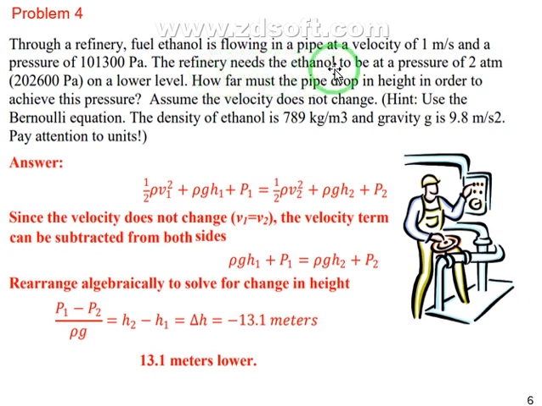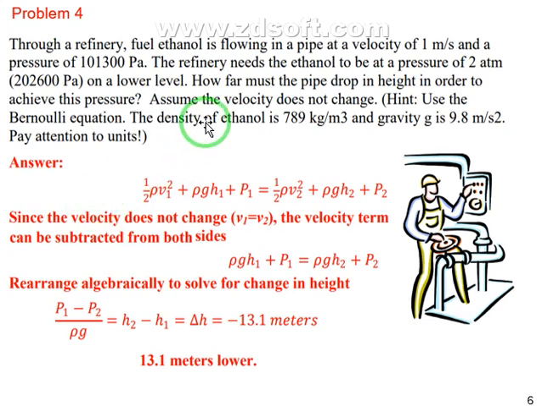the ethanol needs to be at pressure of 2 atmospheric pressure. So we need to pressurize this ethanol to be under pressure of 2 atmospheric pressure on the lower level, right? So we need to know how much the pipe must drop in height in order to achieve this pressure. So I need to know how much I must drop in the elevation to maintain this pressure. Assume velocity doesn't change. We can assume that V1 is going to equal V2. And density of ethanol is 789 kilograms per meter cubed. And the gravity, etc.